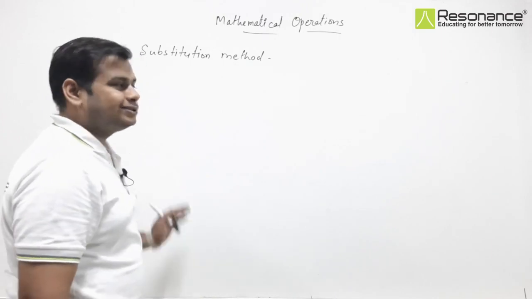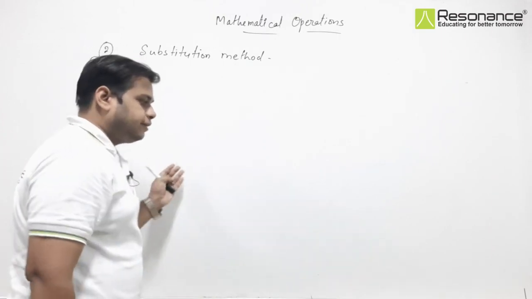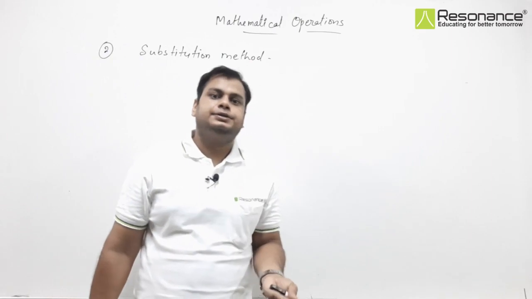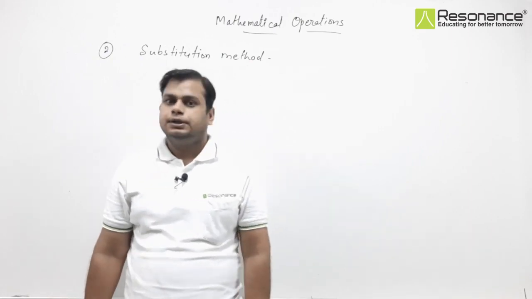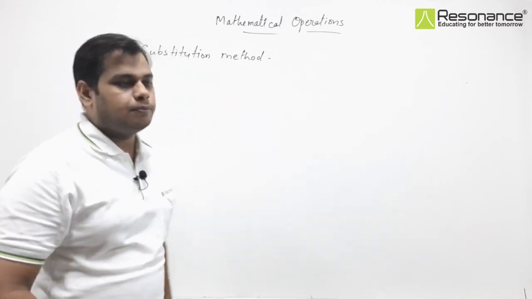So this is the substitution method, where we have to substitute the correct signs which are given in the direction. Then we have to apply the BODMAS rule.